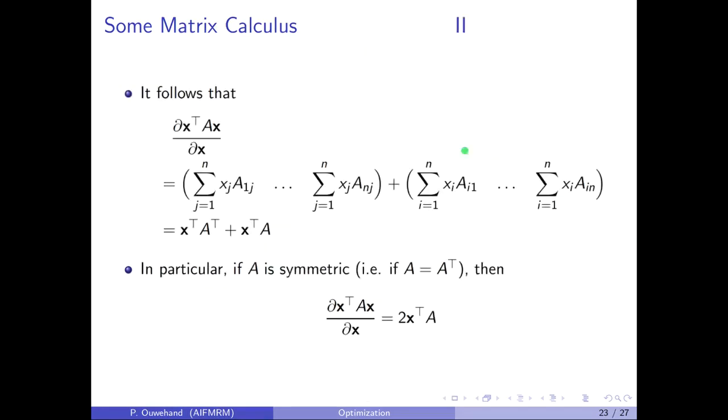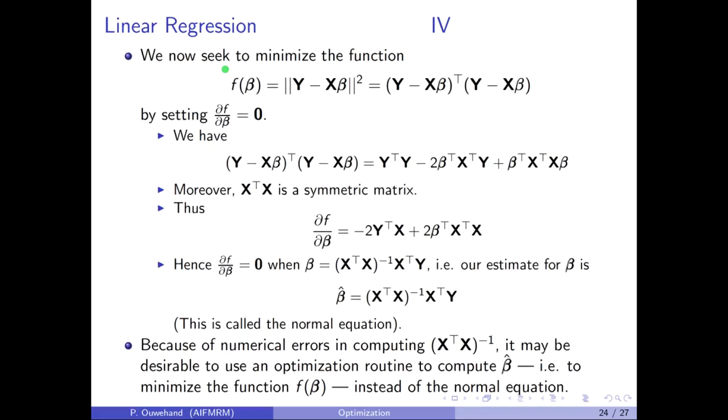And it is shown, for example, how to differentiate expressions of this particular form. We can use matrix calculus to minimize the square distance from y to x beta, which can be written as a product like this and differentiated with respect to beta using the techniques on the previous two slides. And it turns out that the optimal beta is given as follows.